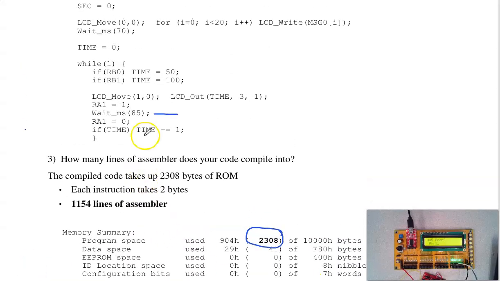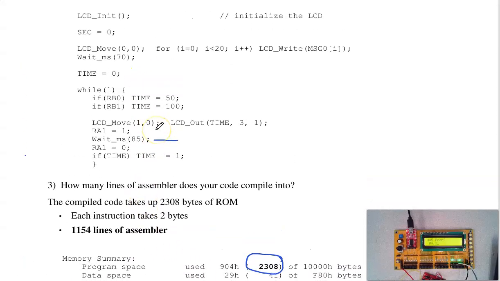Again, here's the C code. That's why we like C. It really simplifies programming.